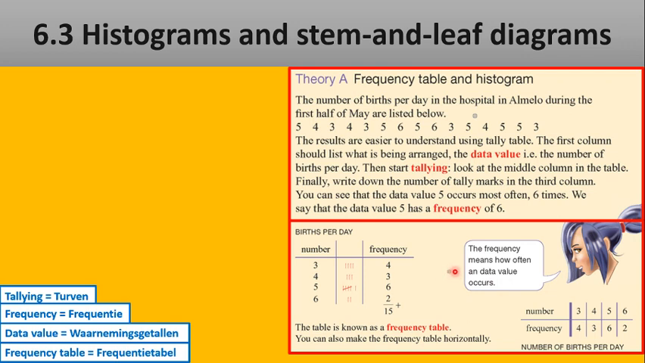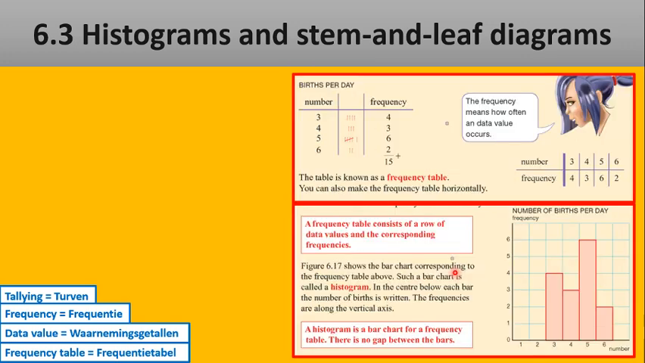However, if you also want to make this frequency table a bit more visual, you can now convert this frequency table into a so-called histogram. En Nederlands is een histogram gewoon het Nederlandse woord. Dat is lekker makkelijk. Right, so take a look at figure 6.17. Here we see a bar chart corresponding to the frequency table that is right here. And such a bar chart is called a so-called histogram. And in the center below each bar is the number of births written, sort of a key, so you know what we're talking about. And the frequencies are along the vertical axis.